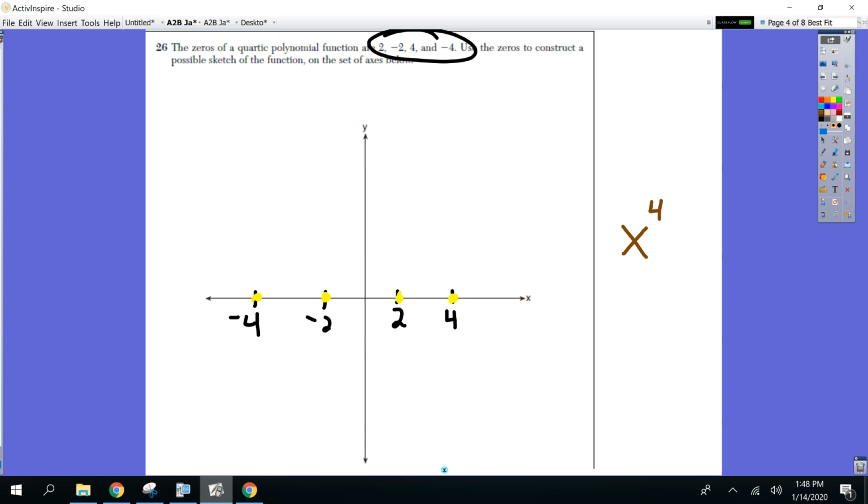Anybody remember end behavior? That's what they called it last year. End behavior. So you guys decide. If it's going to start up, it's going to end up. If it's going to start down, it's going to end down. So for instance, if I'm going to start up, it's got to go through what? And then it's got to go through.